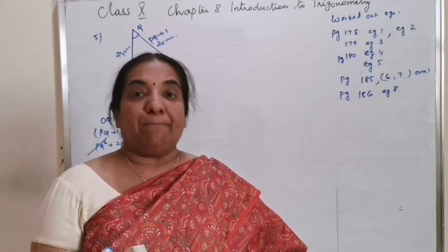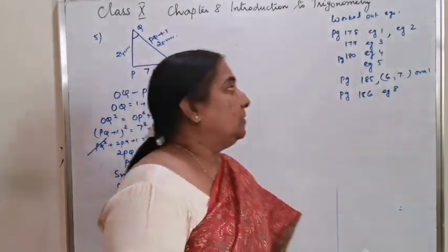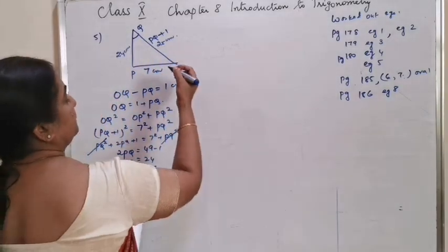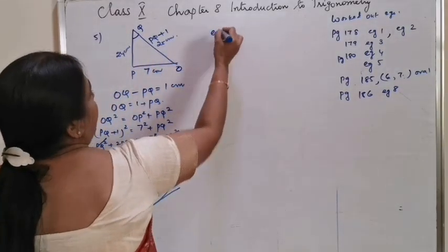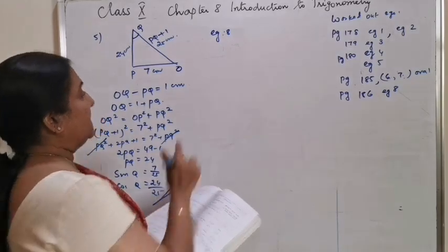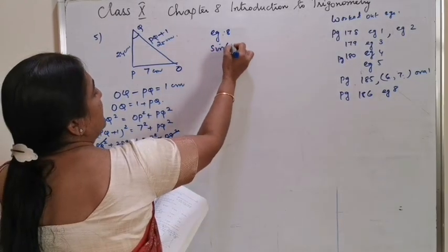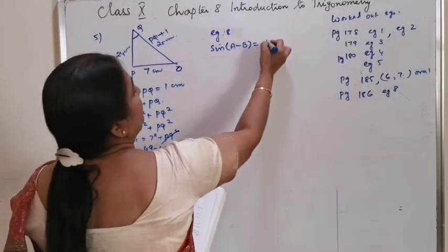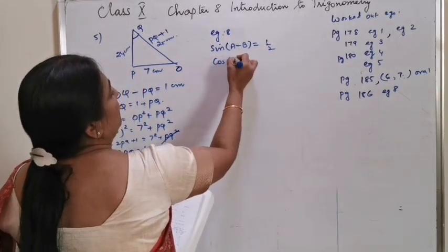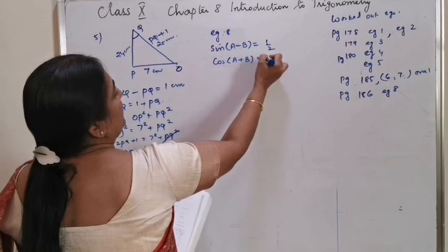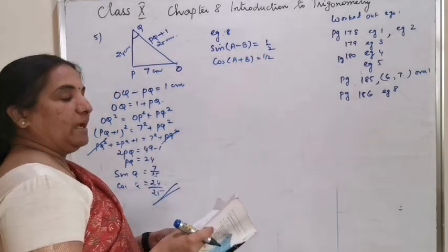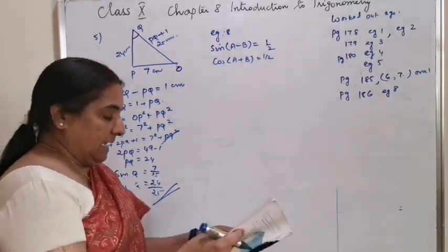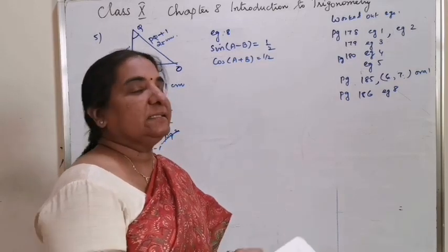Let's move with example 8. It's a very important worked out example. Example 8. Sine of A minus B is equal to half. Cos of A plus B is also equal to half. Find the values of A and B. That means A lies between 0 and 90.